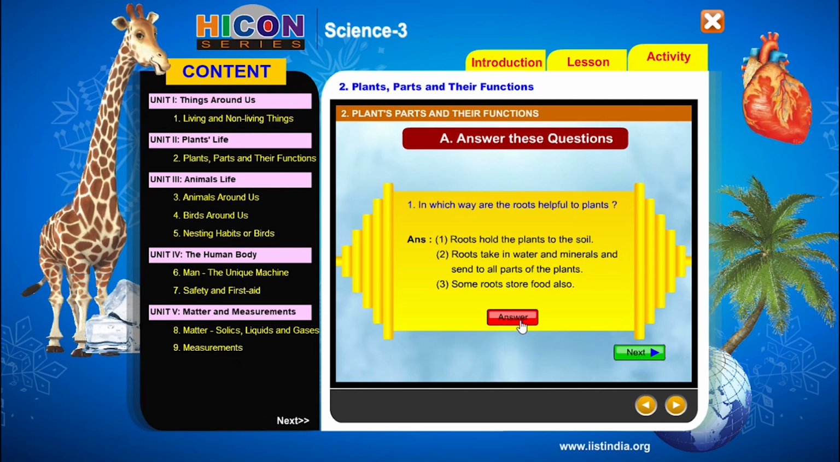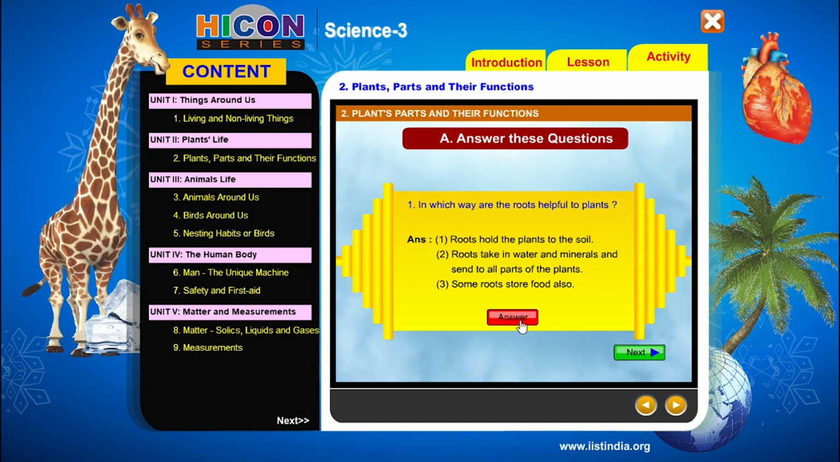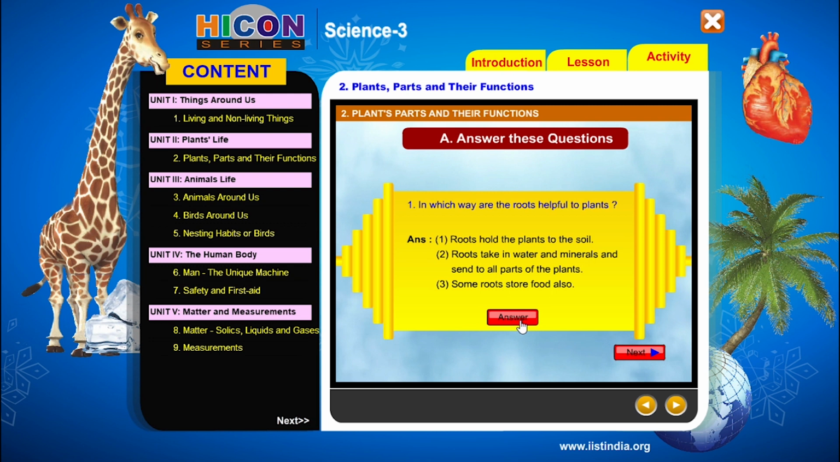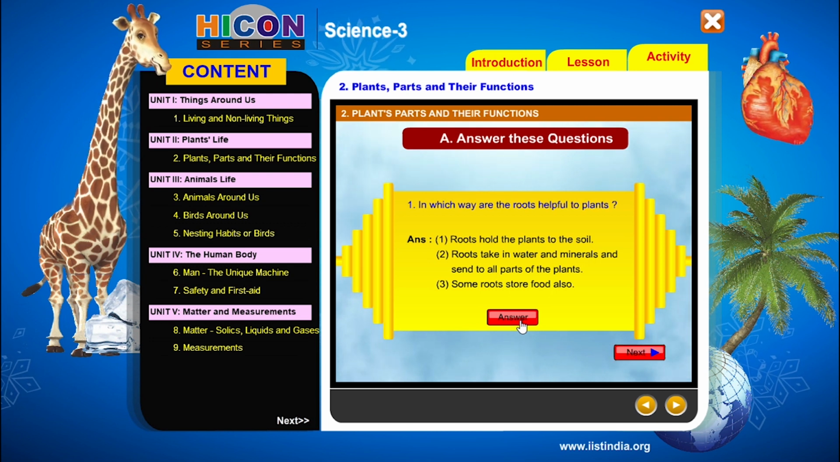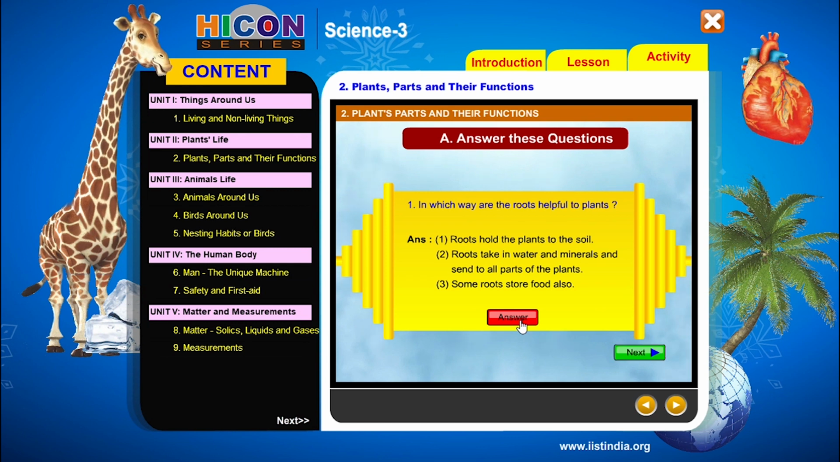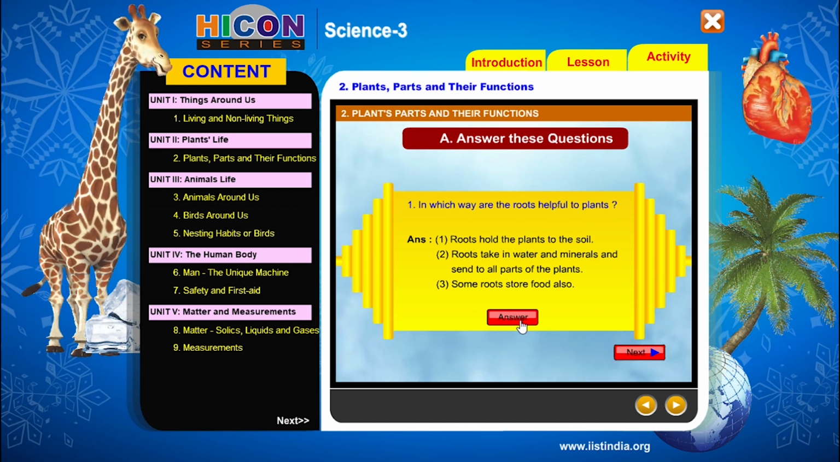So children, these are some functions, some uses of the roots. Generally, roots are the parts which grow below the soil and give support to the plant. These roots will hold the plant firmly in the soil. And the second one is, roots take in water and minerals and send them to all parts of the plant.